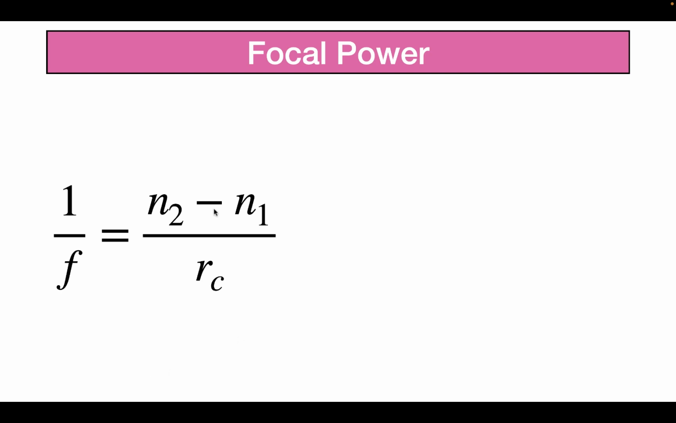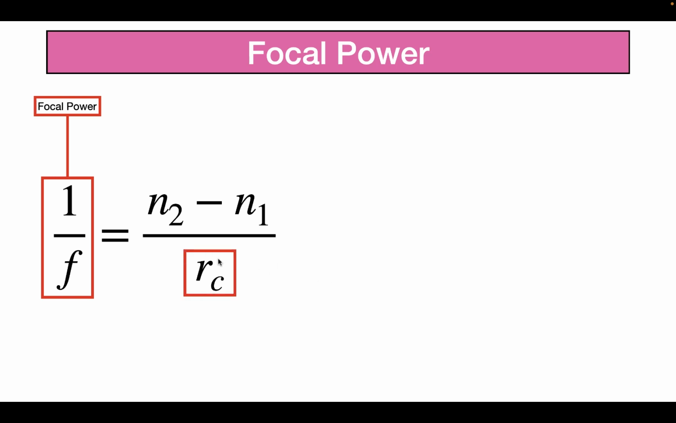So now we're going to talk about something called focal power. Focal power basically describes how well a lens can focus light. And we can calculate it using this equation here. So this right here is the focal power. And the other main thing that you have to look at here is this in the denominator. This is the radius of curvature.